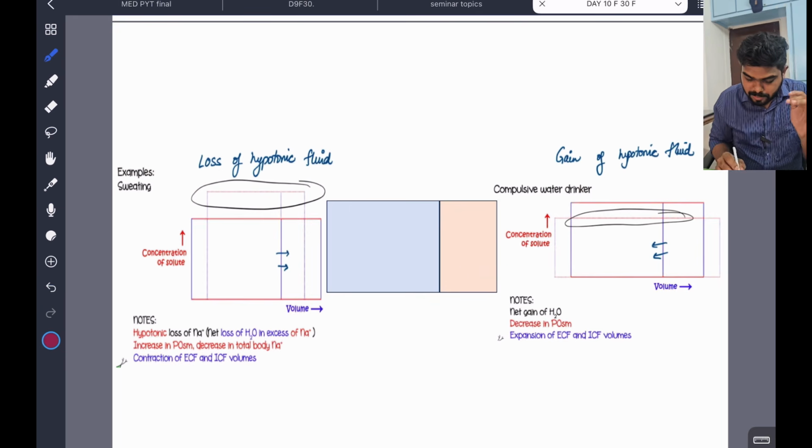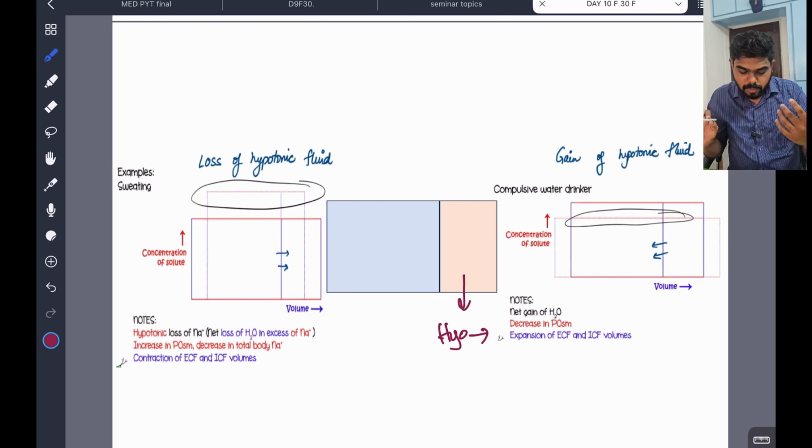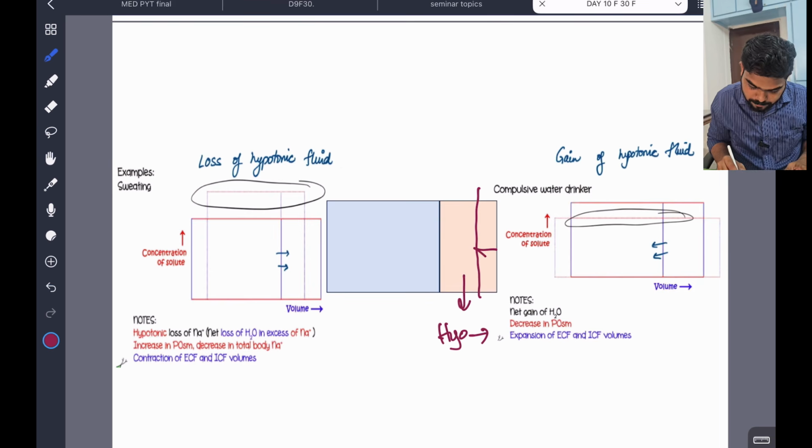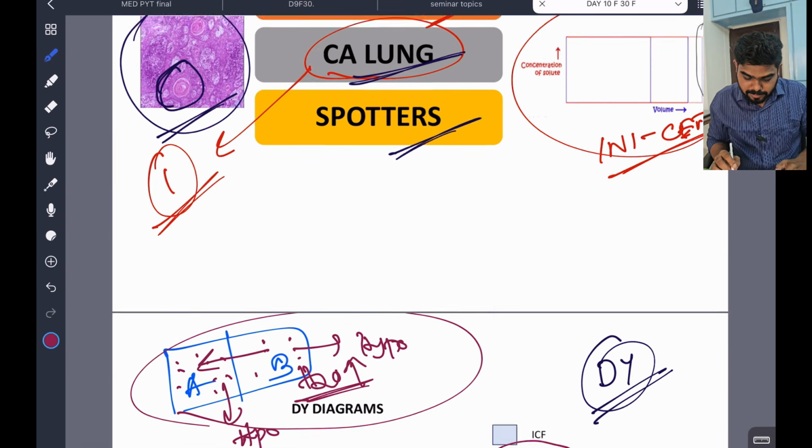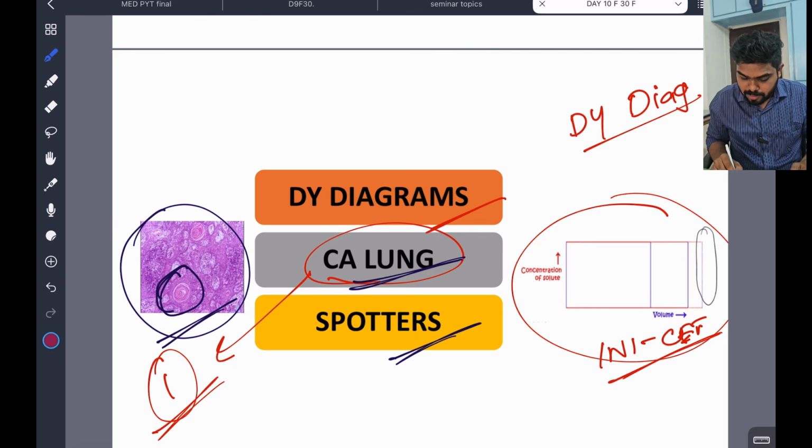So what happens? In loss of hypotonic fluid from the extracellular compartment, hypotonic fluid is lost, is out. That means the volume is reducing. You can see in the graph, in the Darrow diagram, concentration of solute is on the y-axis and volume is on the x-axis.